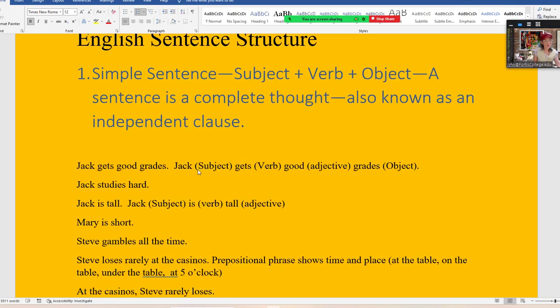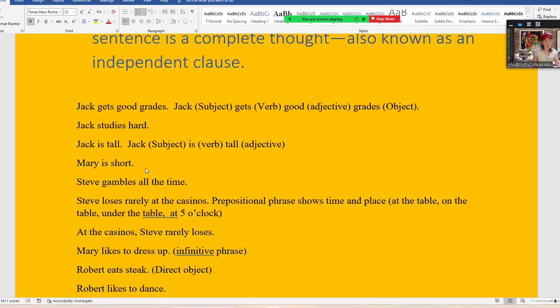So Jack gets good grades, Jack studies hard, Jack is tall, Mary is short, Steve gambles all the time, and these are all simple sentences. And then in simple sentences you have: subject, Steve; loses, verb; rarely, adverb; at the casinos, prepositional phrase. At the casinos is a prepositional phrase that shows time and place. So anything that shows time and place, like at the table, on the table, under the table, at 5 o'clock, that's all known as a prepositional phrase.